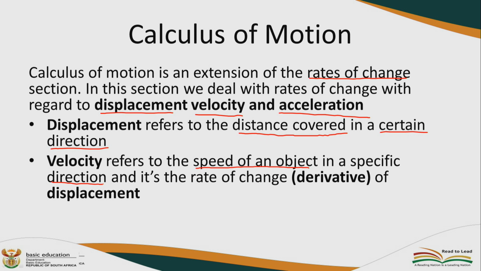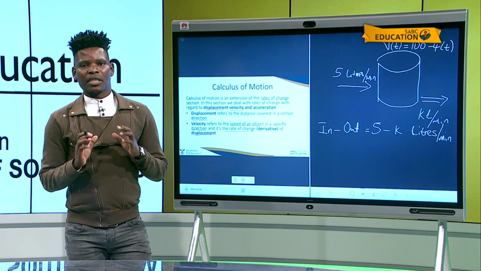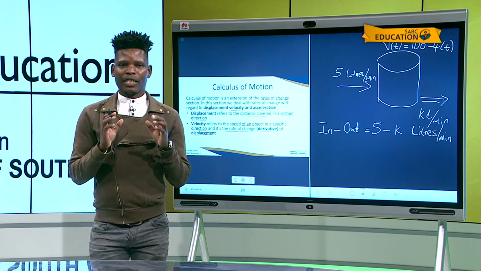Now, this part here is very important. It is the rate of change. And remember, earlier on we said that the rate of change refers to the derivative. So it means that velocity is the derivative of displacement. Okay, so that is very important. The fact that velocity is the derivative of displacement.